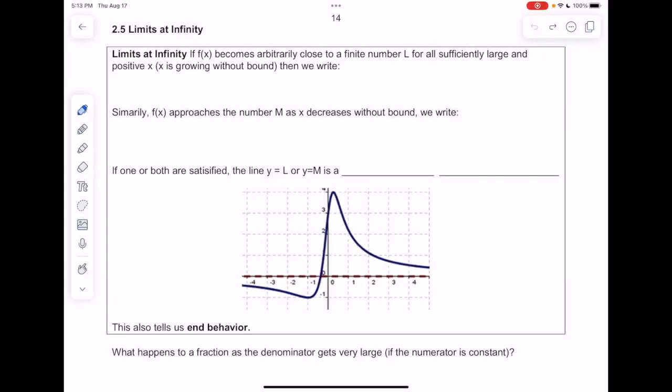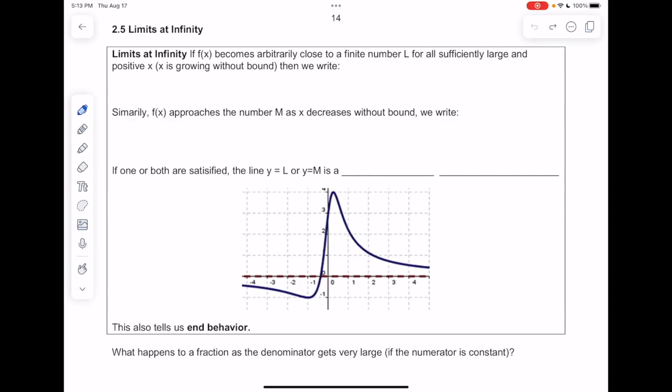Section 2.5, Limits at Infinity. Let's start off with the definition, and then we'll talk about what that means in notation and in terms of a picture. If f of x becomes arbitrarily close to a finite number L for all sufficiently large and positive x, where x is growing without bound, then we write the following.